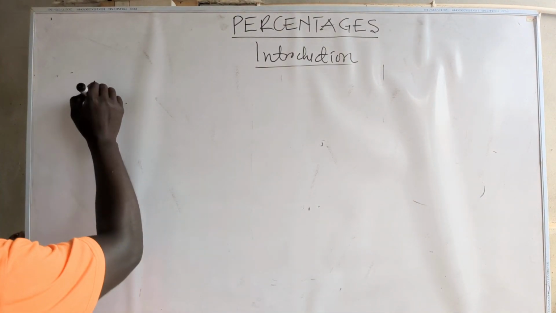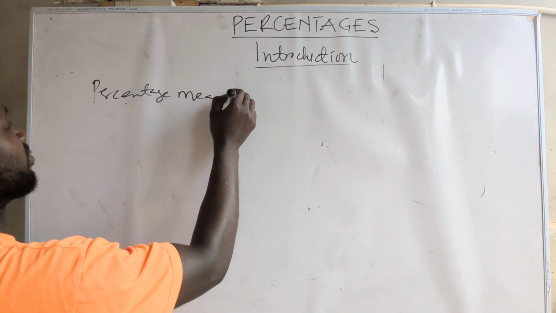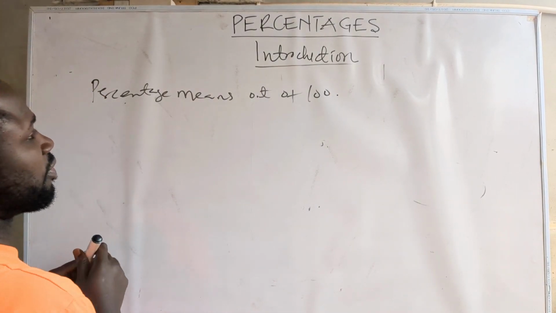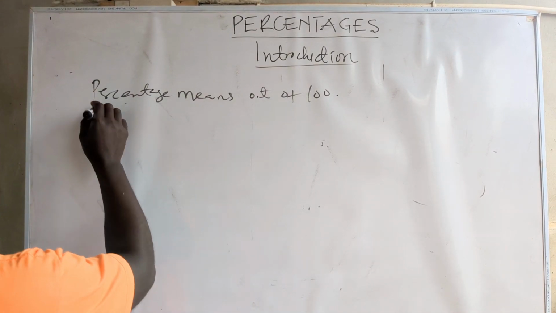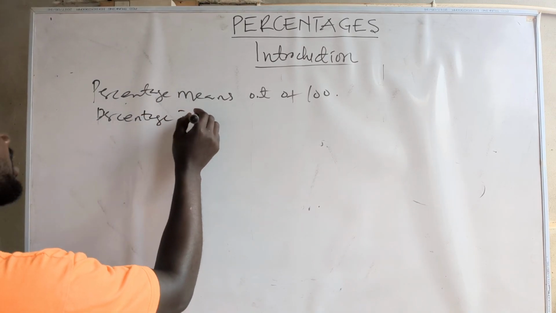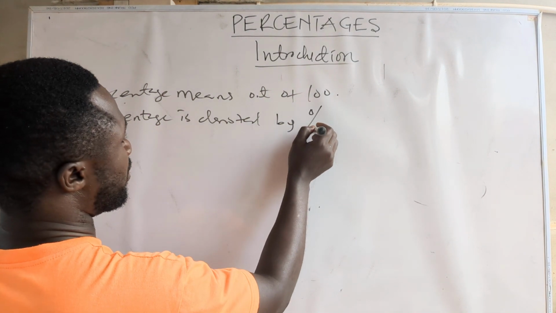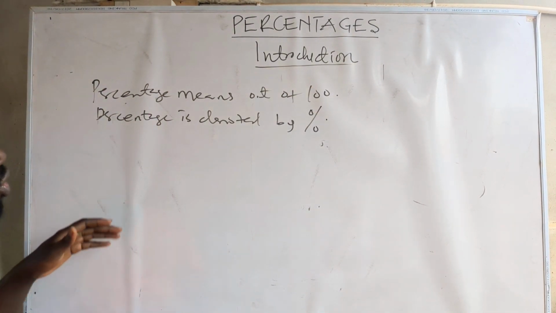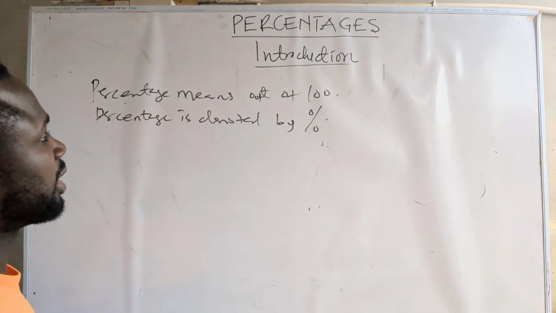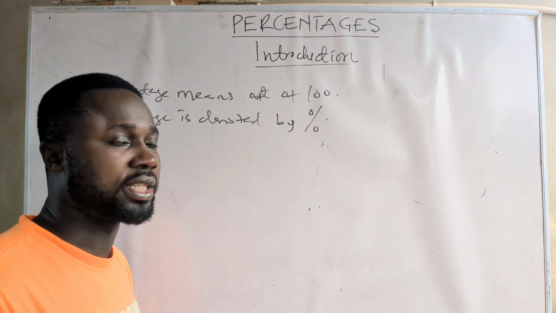So, what is the meaning of percentage? Percentage means out of 100. So out of 100, and there is a sign for percentage. Percentage is denoted by this particular sign. Okay, so percentage is out of 100. That is percentage. It's denoted by this sign, this particular sign here. When you see it, it is percentage.